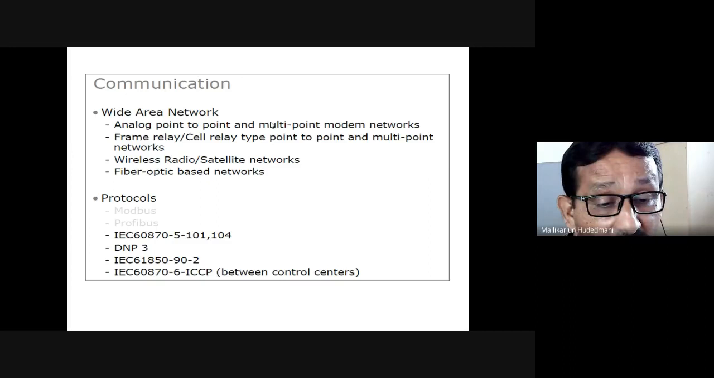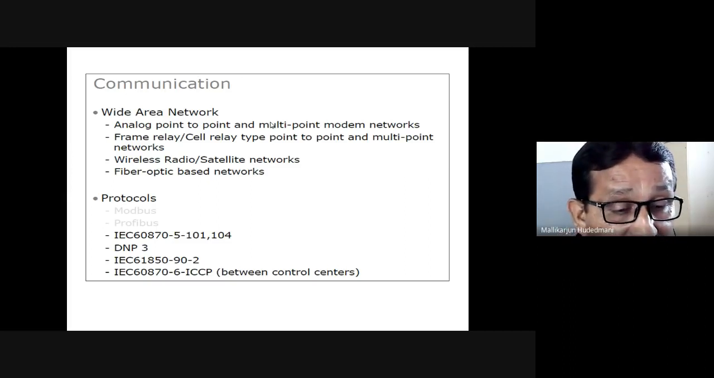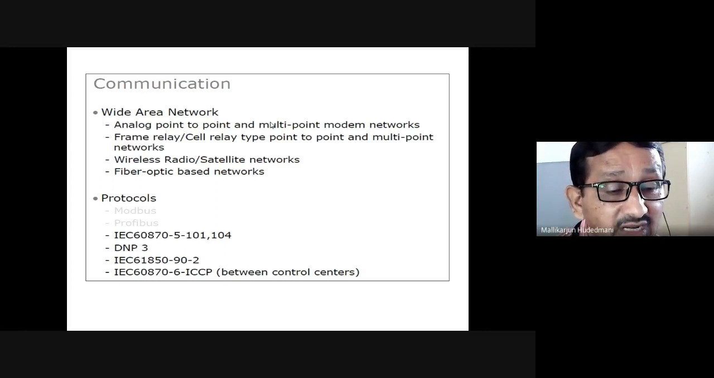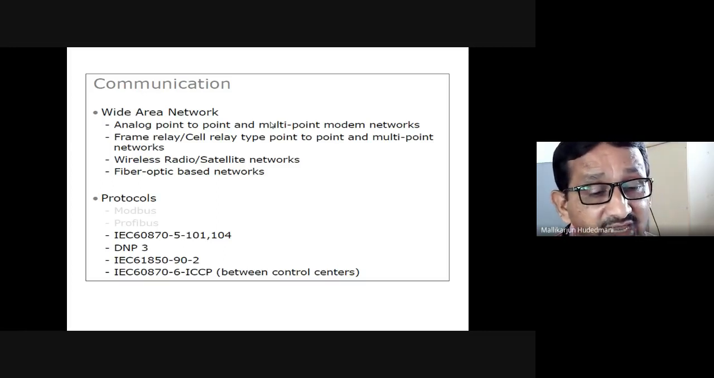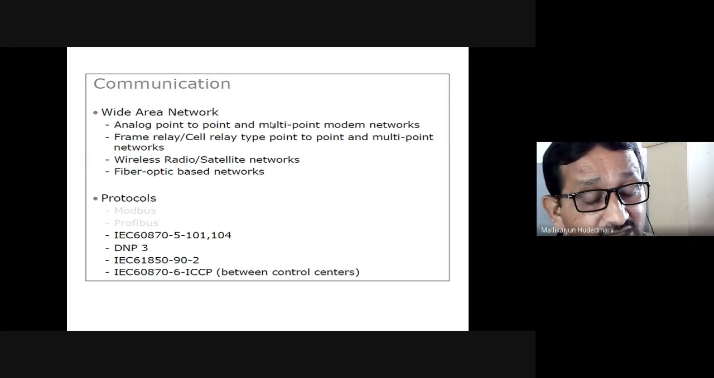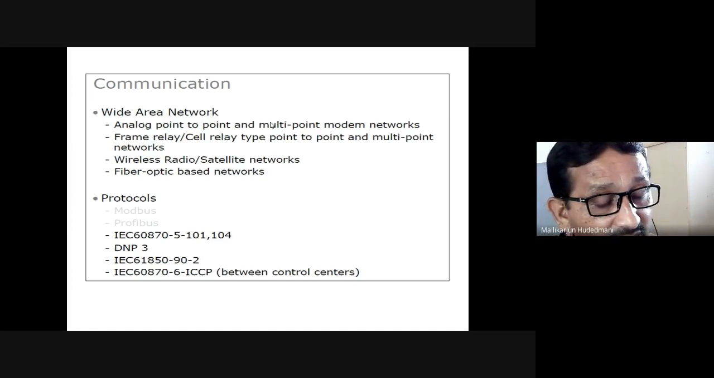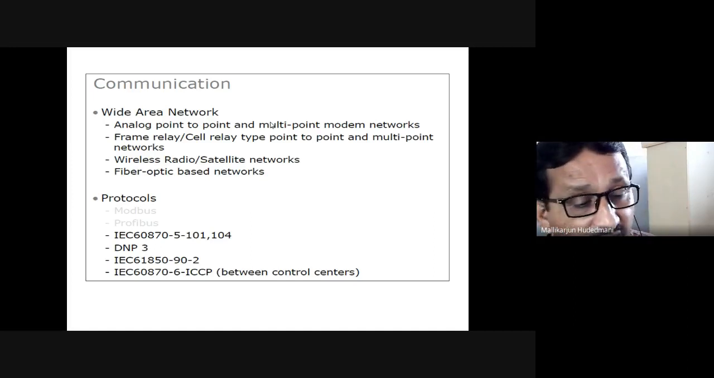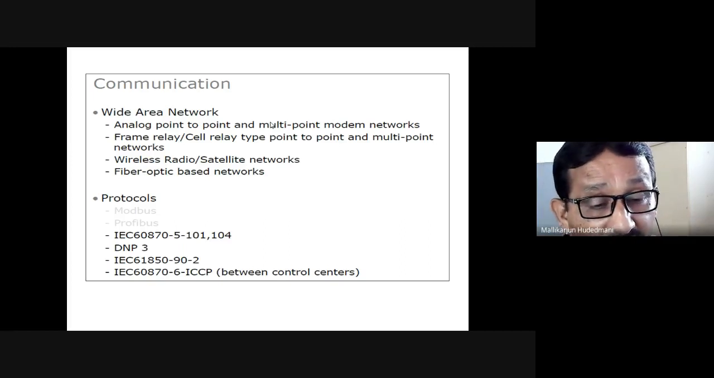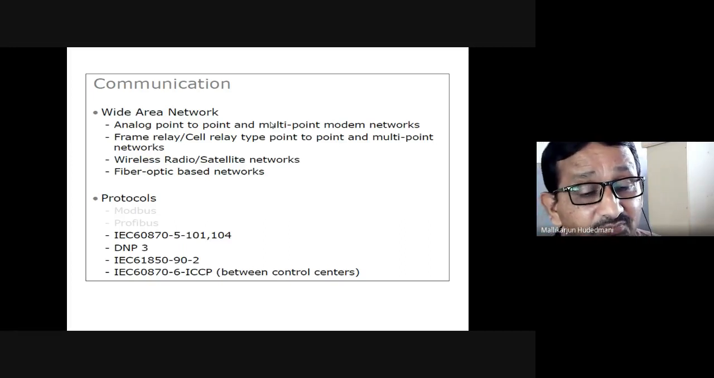A lot of communication patterns, protocols, and modes of interconnection need to be discussed here. For that, a wide area network, a large geographical area, is considered. Analog point to point means it is one contact, server and master, like that, point to point communication. Point to multi-point modem network: multiple components may be communicating to a single one.